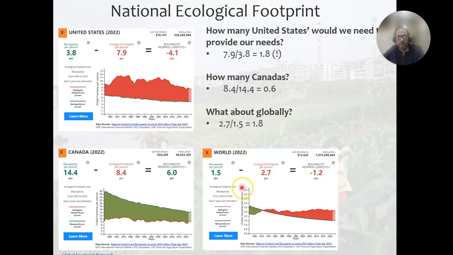Now, globally, again, here's that chart. It's at 1.8. Okay, so again, this is a very useful metric.